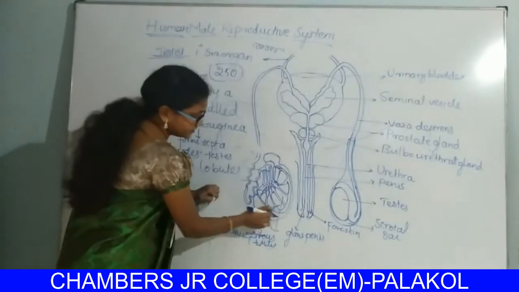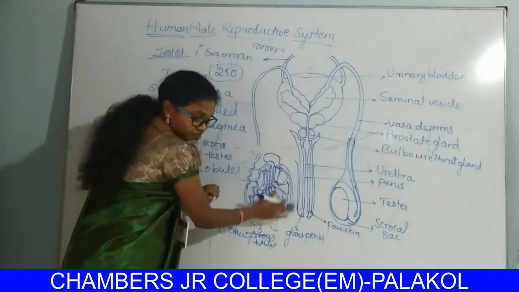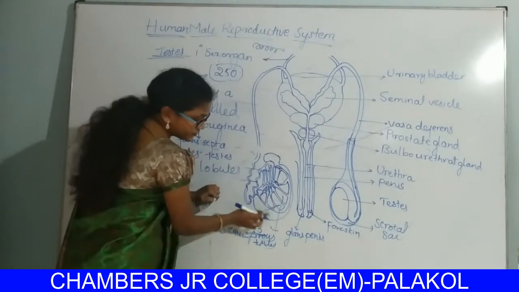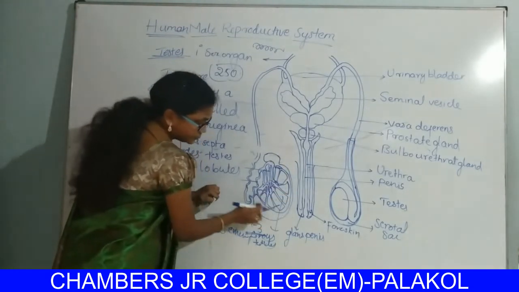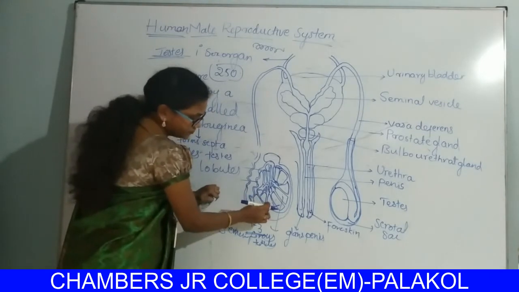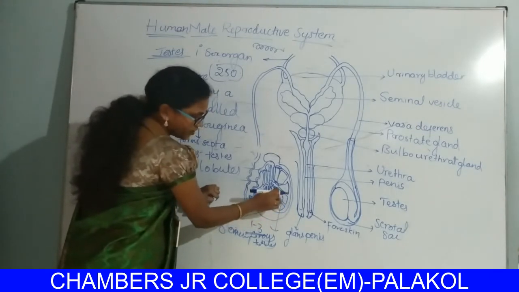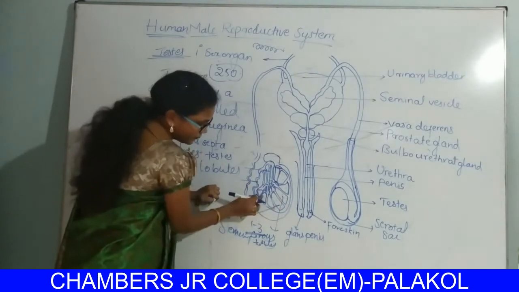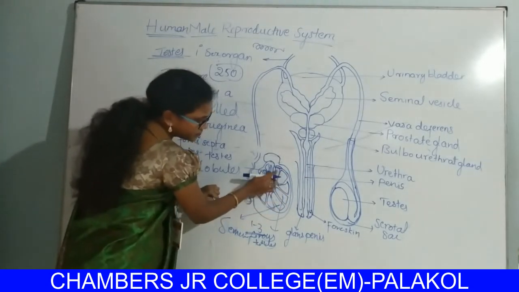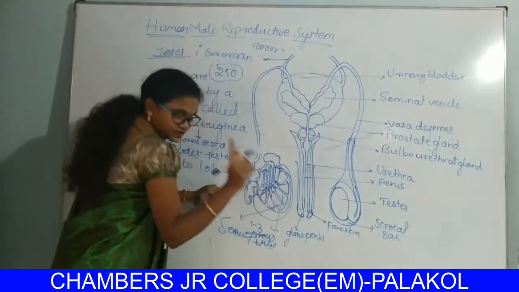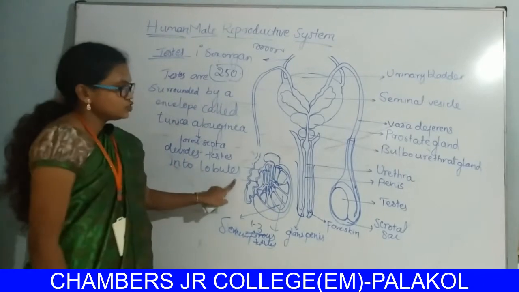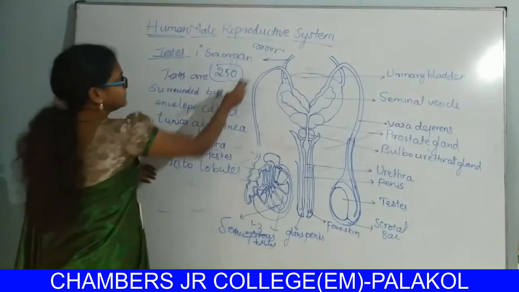See? So this is the testis section, right? In this testis, surrounded by a tunica albuginea, it forms septa. These septa divide the testis into lobules. So each one is a single lobule.